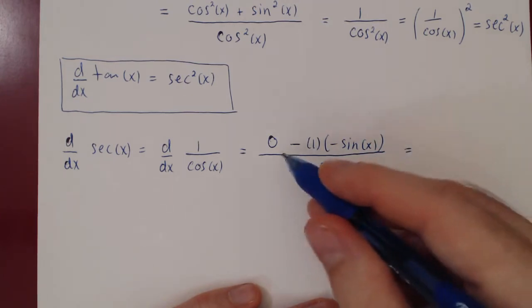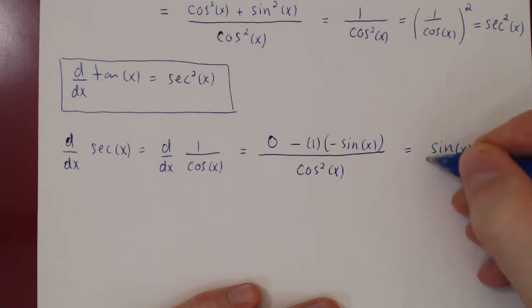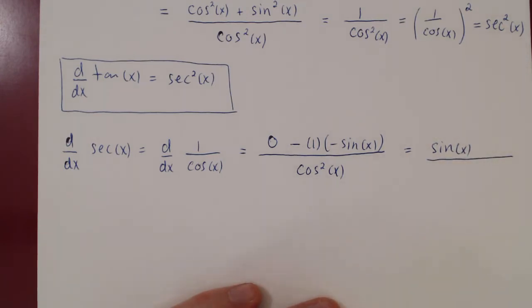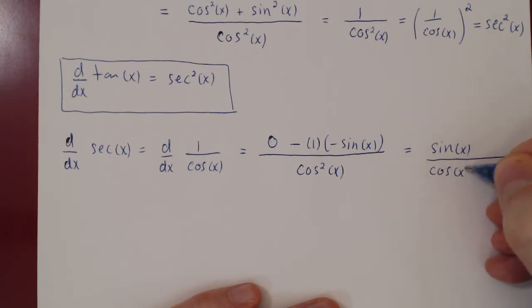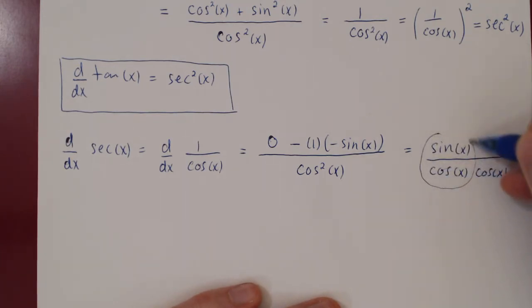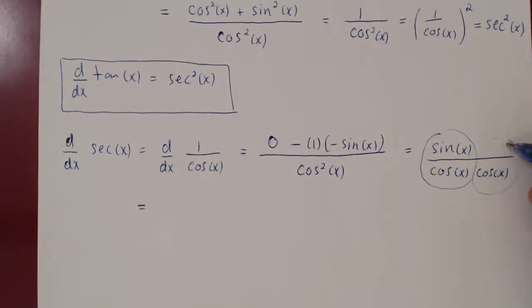Well, we can simplify. We get negative negative, so all we have is sine of x over, and here I'll write cos squared as cosine of x times cos of x. And you might ask, well, why am I writing it like this? Because I'm going to split these two up, the 1 over cosine, and then let's see what comes out. I'll write first the 1 over cosine.